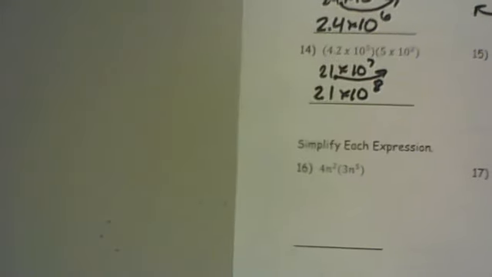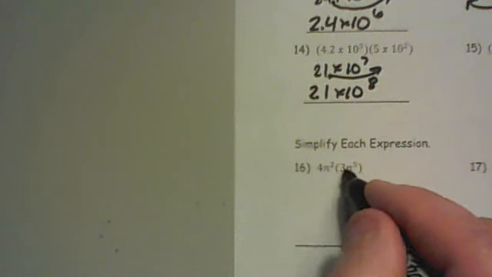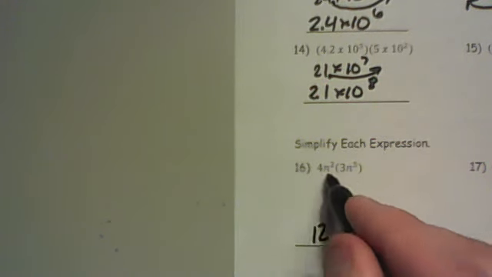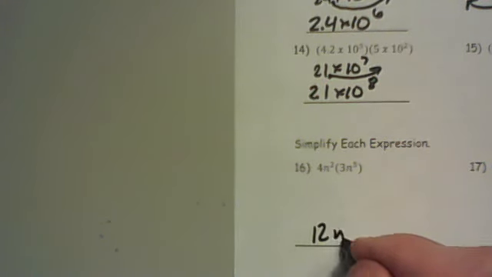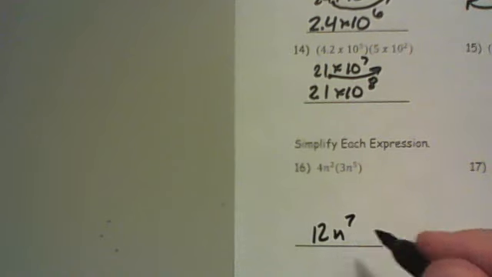Number 16, if I multiply these together, 4 times 3 is just 12. But n to the 2nd times n to the 5th, I add the exponents, which is n to the 7th.